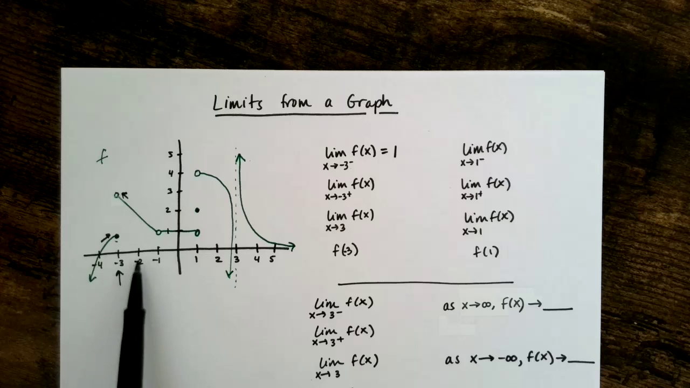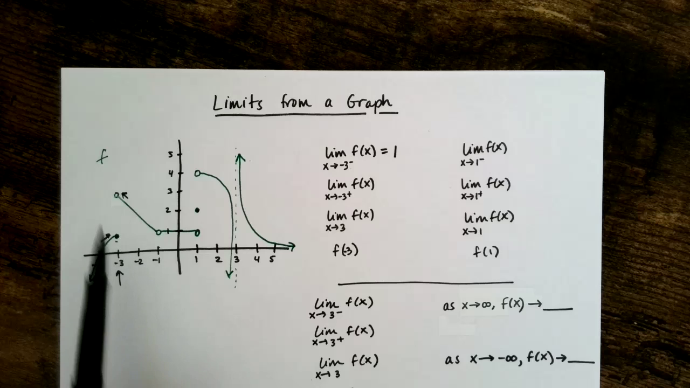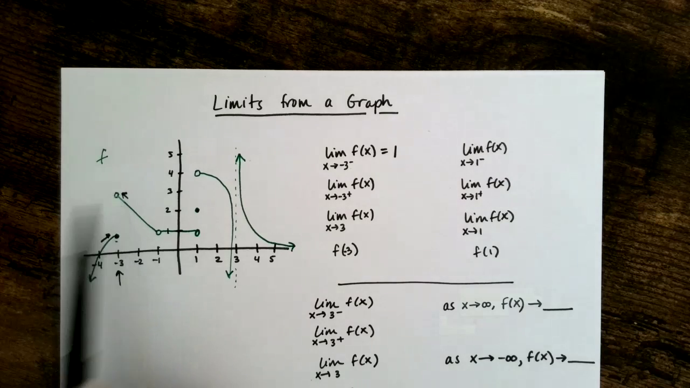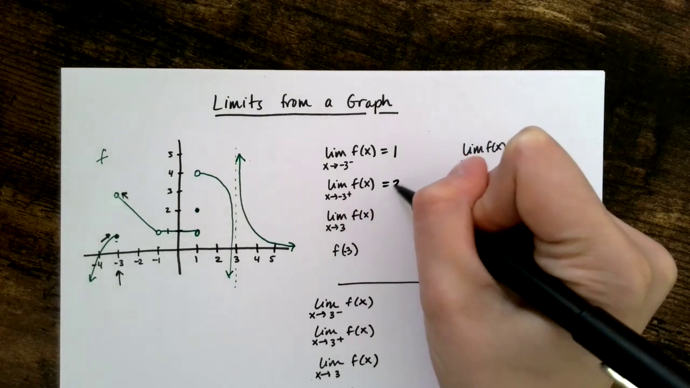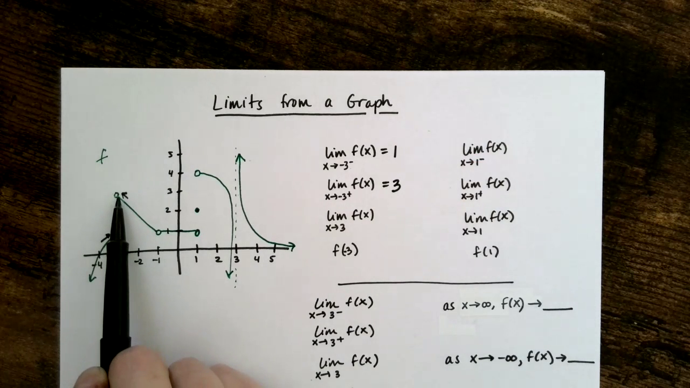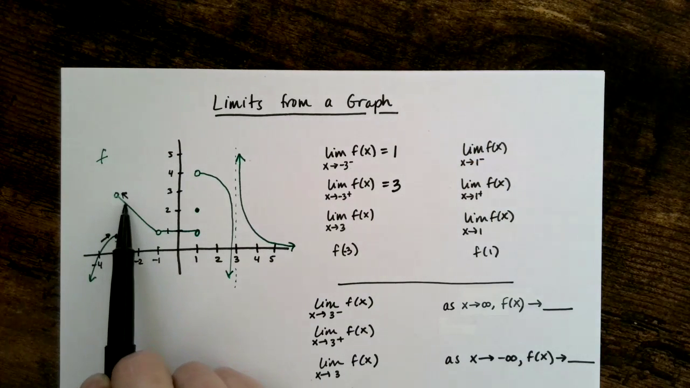If I was plugging in -2.999, what would I be guessing the y value at -3 is? And these y values are all headed towards this height of 3. So that's what this limit will be, 3. Even though that open point is there, or technically it's not there, the limit doesn't actually care if the point's there or not. It cares where it was supposed to be based on the stuff around it.